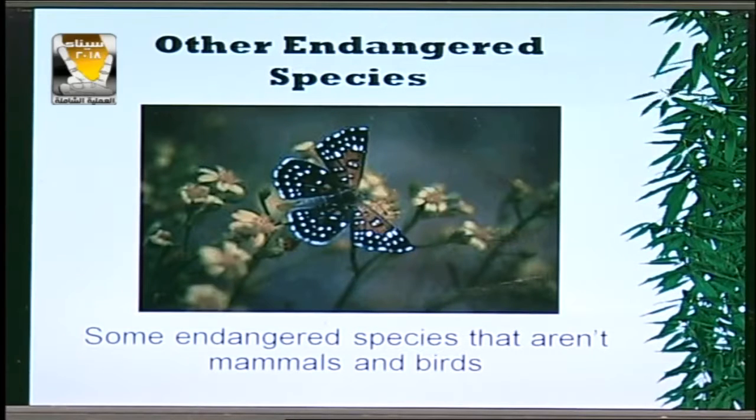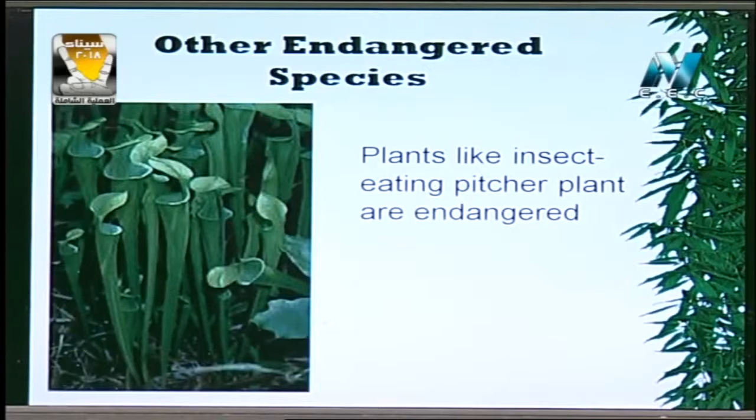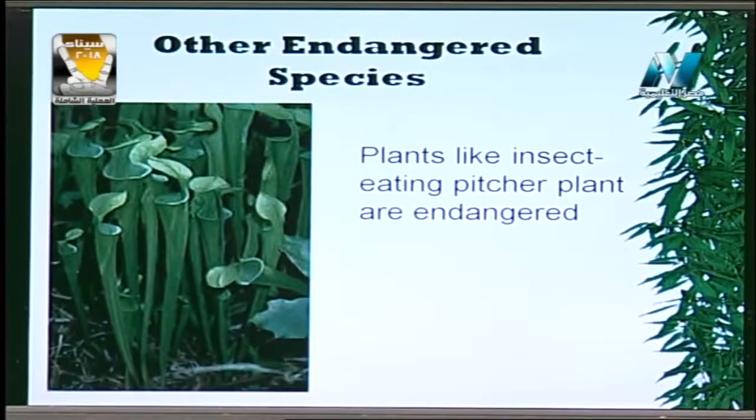Other endangered species like the butterfly are not mammals and birds, they are insects. Plants like the insect-eating pitcher plant are endangered. We have a kind of plants that eat insects, and they are also endangered. Imagine these plants go extinct, some kinds of insects will spread. So it's a kind of natural cycle. If you endanger species, it affects other species, and this causes a lot of harm.